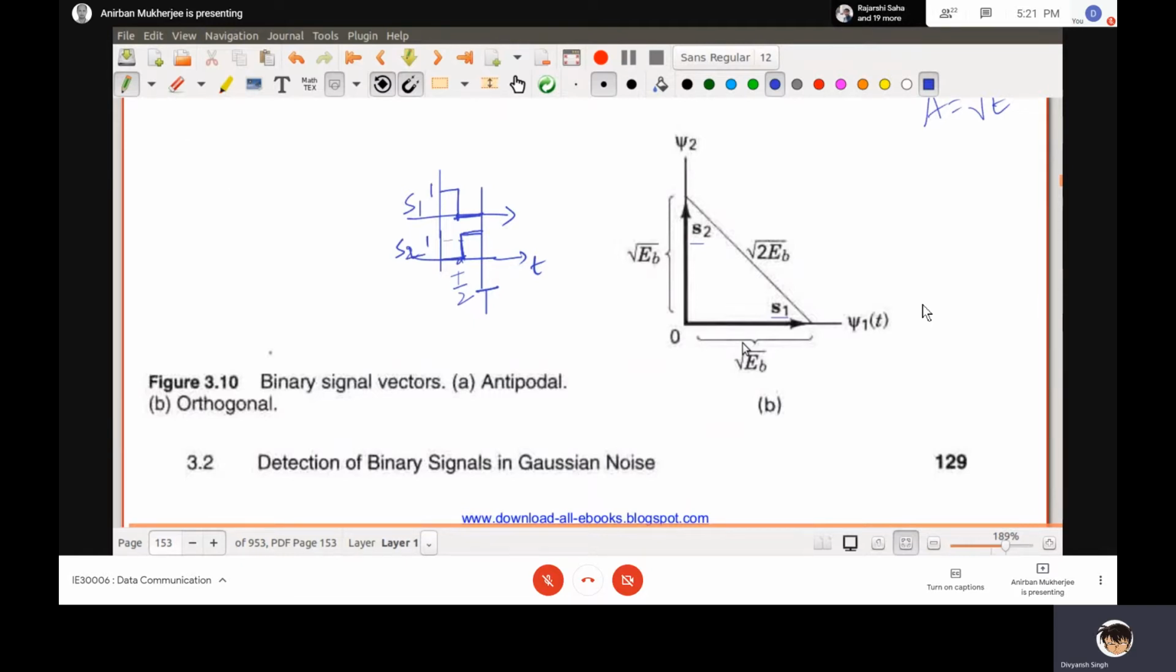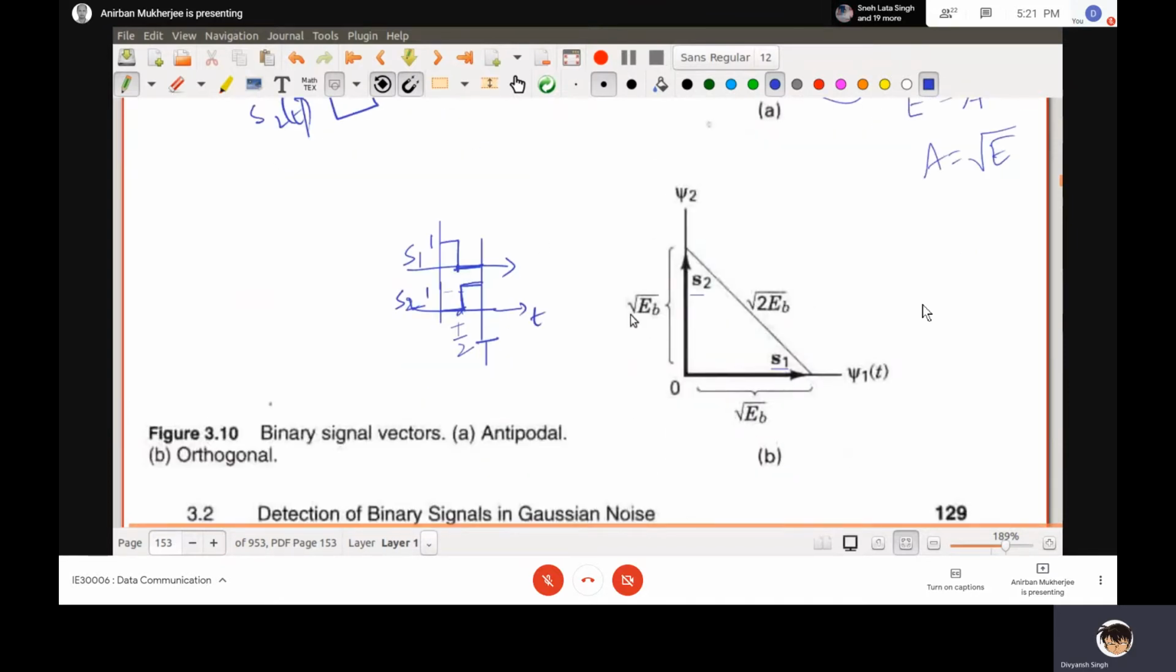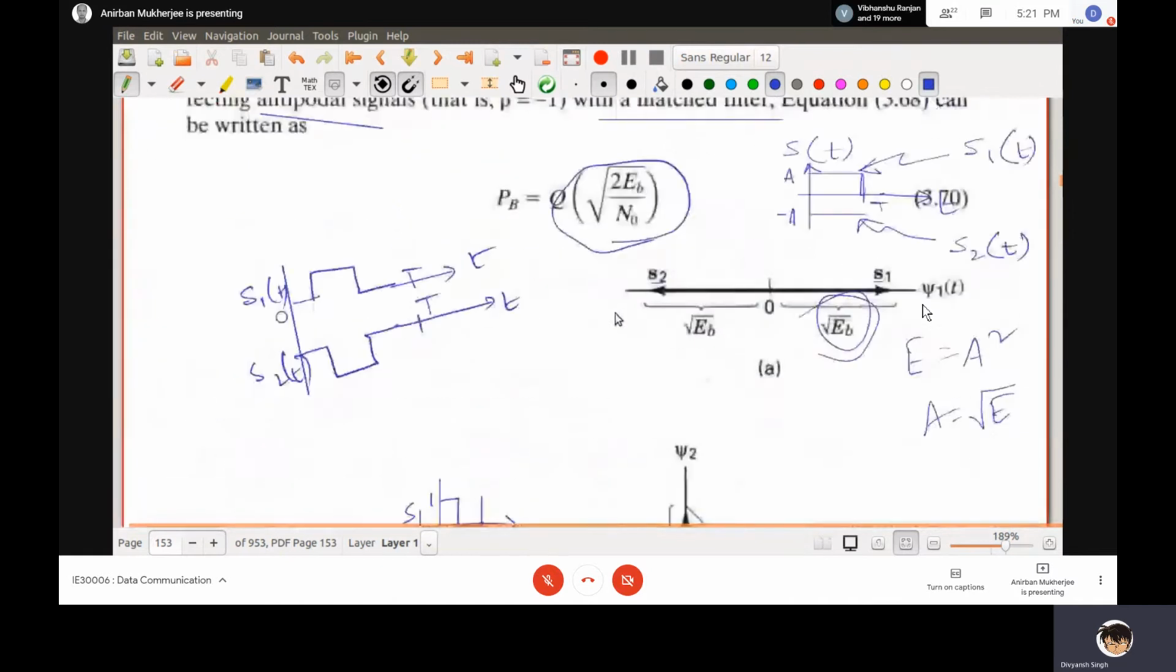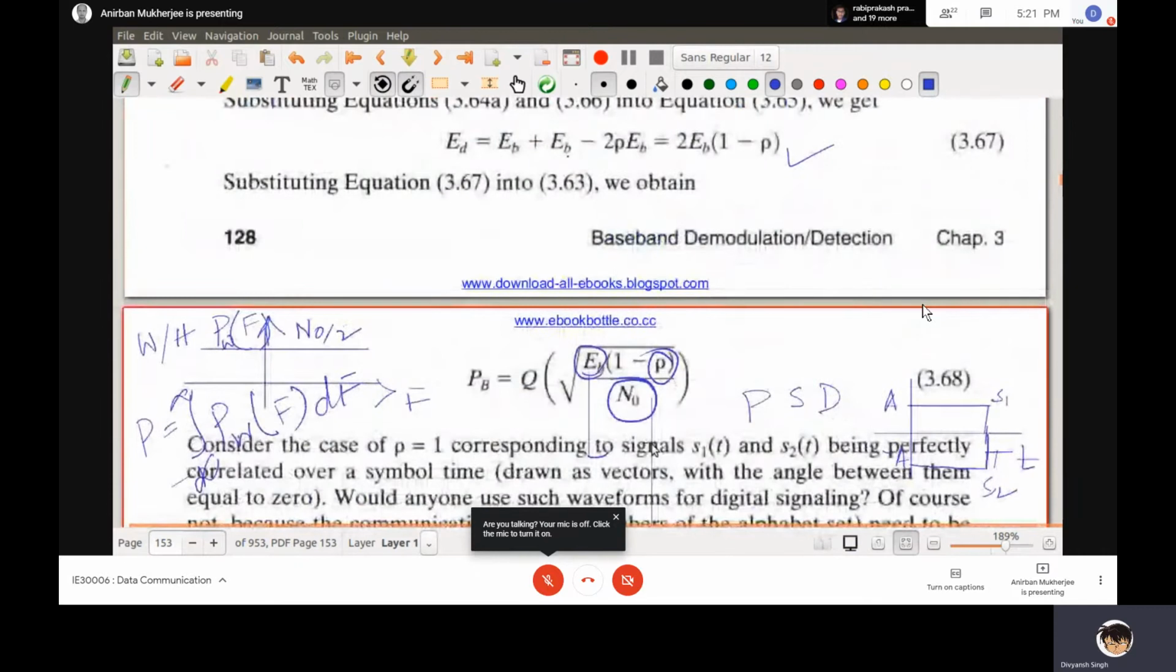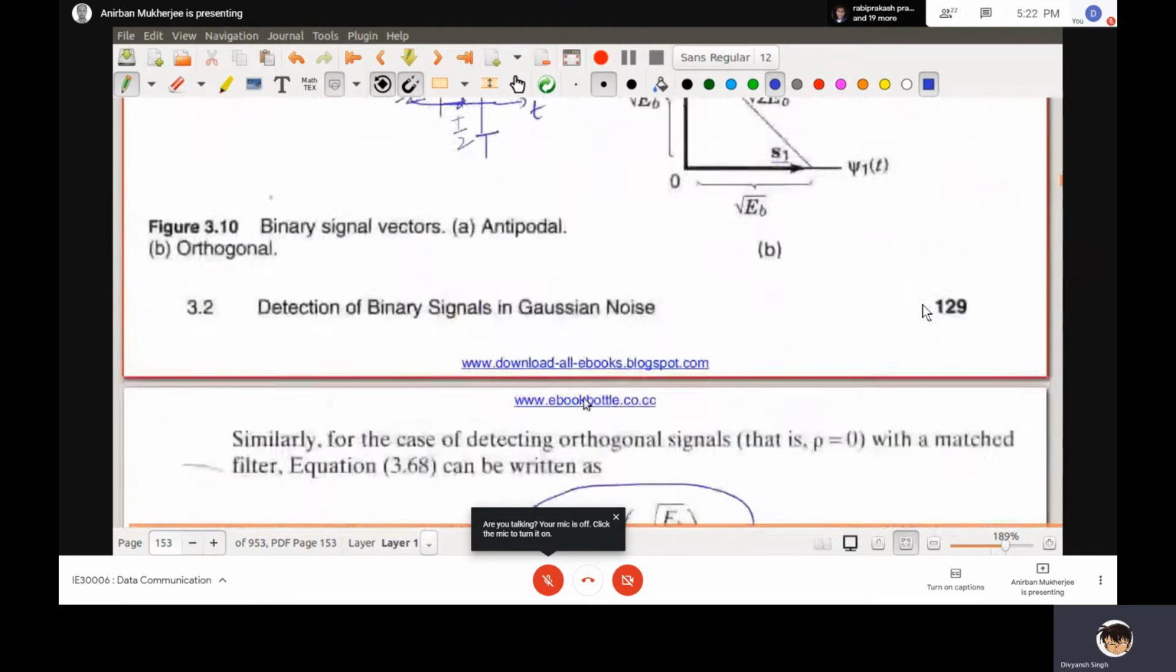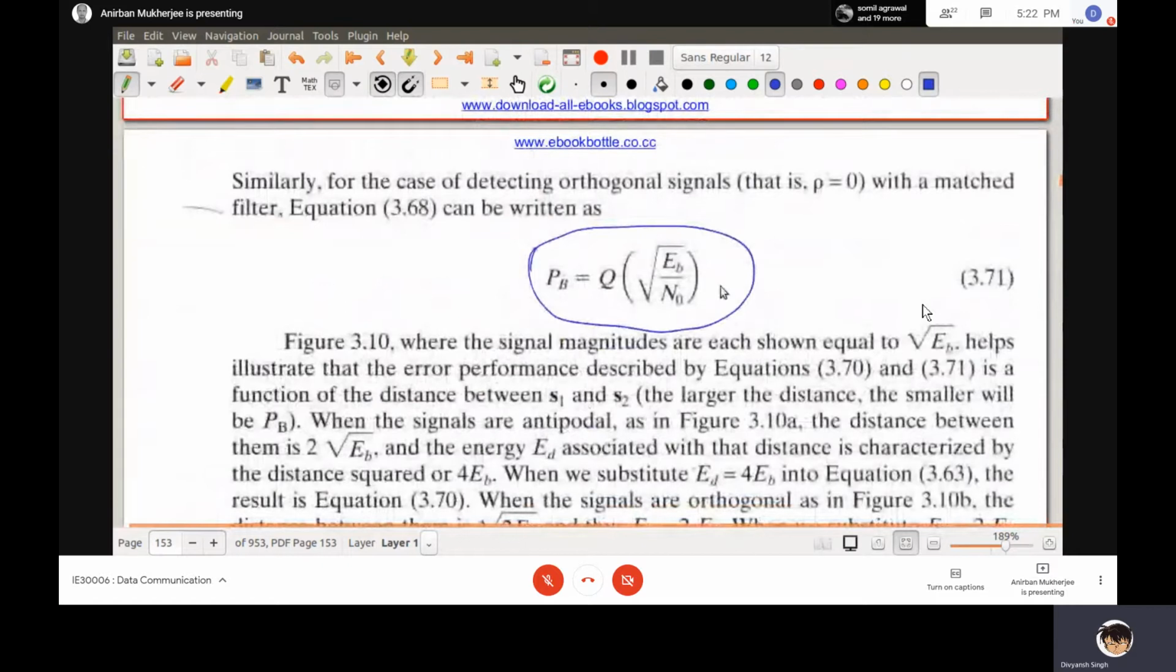Rho is basically cos theta, so rho equal to 0 means theta equal to 90 degrees between the two vectors. Rho equals 1 by EB times the integral of S1(t) S2(t). If I just do that integral, you will see it is going to be 0. So if you choose your S1 and S2 this way, what about the probability of error? Here rho is 0, so PB equals Q of root EB by N0.